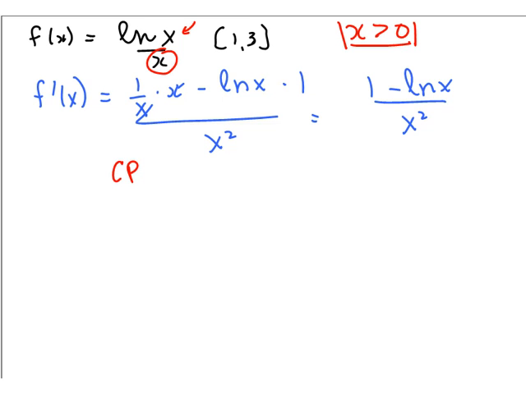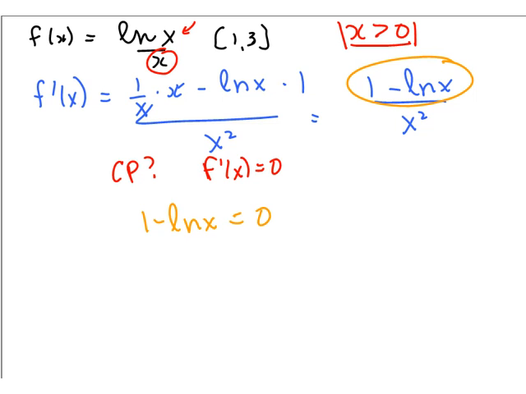So my next question is, I want to find the critical points. So the critical points are where the derivative equals 0. So that means where the numerator is 0. So 1 minus log x equals 0. So that means that 1 equals log x, and writing that as an exponent because the base is e, this means e to the 1 equals x, or e equals x. So this is a critical point because it's where the derivative is 0.